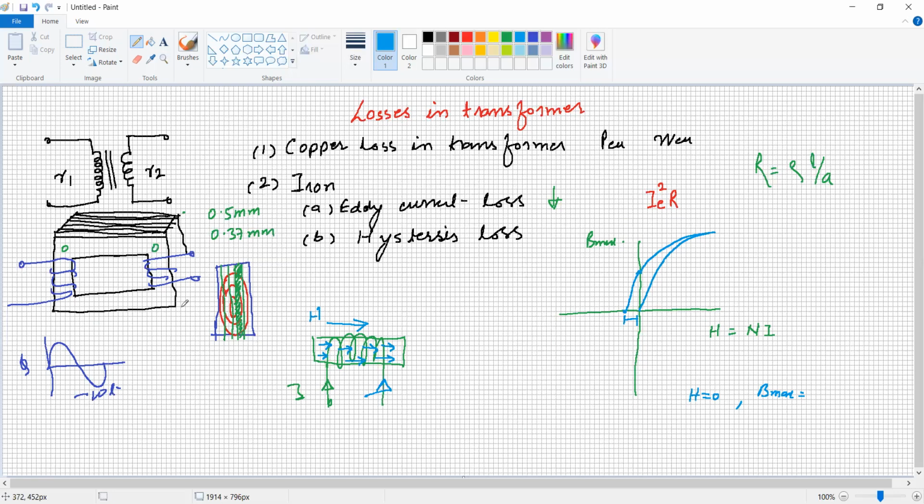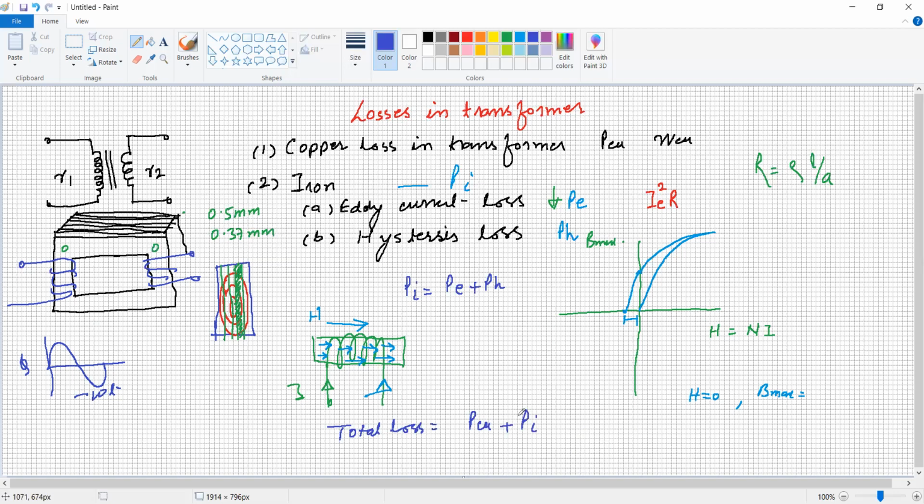So these losses are going to take place in the transformer. Mainly, one is the copper loss and second is the iron loss. Iron loss has two components: one is the eddy current loss and second is the hysteresis loss. These two iron losses are represented as Pi, iron losses. So PE is the eddy current loss and hysteresis loss is PH. So our Pi is equal to PE plus PH, and total loss is equal to PCU, copper loss, plus iron loss.